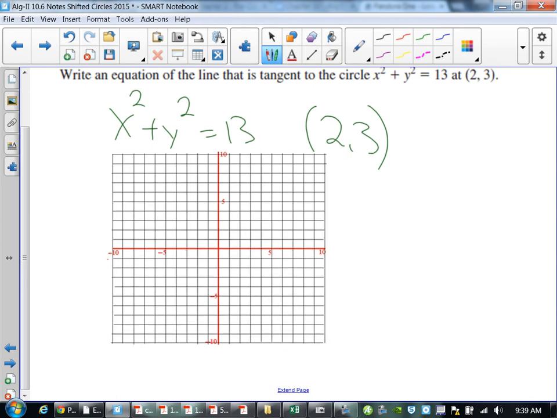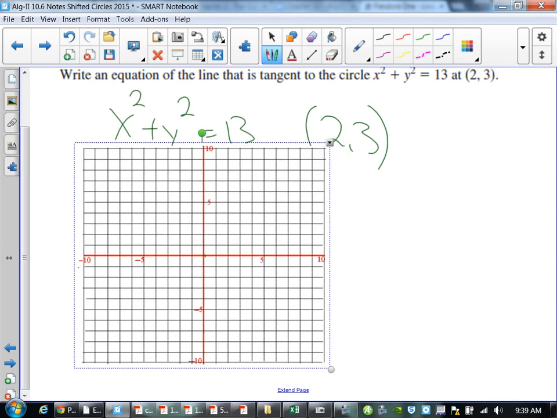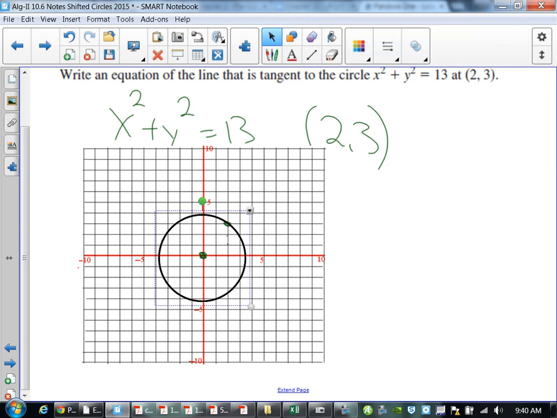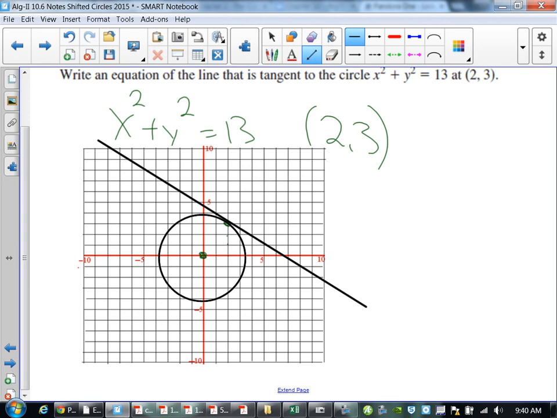So if I'm at the center, my origin, I'm going through the point 2, 3, which means my circle is going to go around that. My radius is going to be the square root of 13. I don't know what that is in terms of value. It's more than 3, less than 4. But to be tangent to something, you touch it at one spot. And when you touch something at one spot, you're going to be perpendicular to that radius.